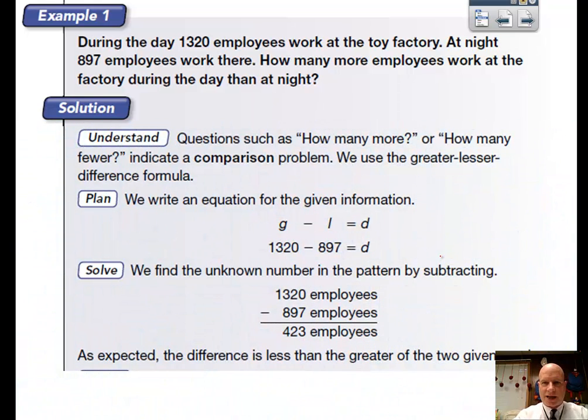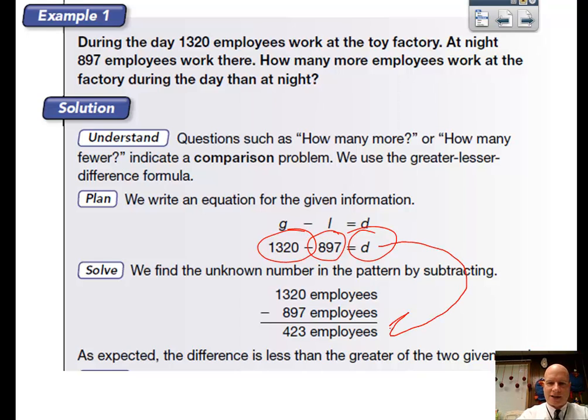First thing we understand is that this is a how many more question, or how many fewer. It's a comparison problem. We use the greater, lesser, difference formula. So in this case, the greater number is the 1,320 employees. We start with that first, and we subtract from that the lesser number, which is the amount of employees that work at night. By doing that, we should come up with the difference, and when we do that, we come up with 423 employees, and that is our answer for example number 1.